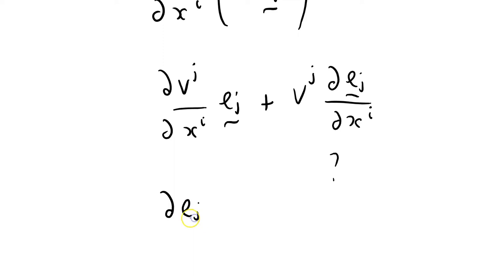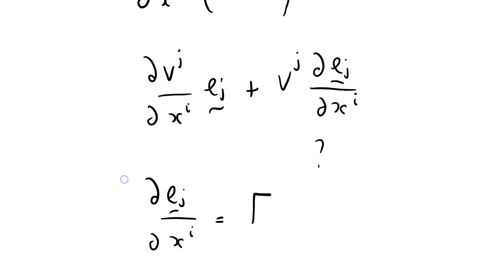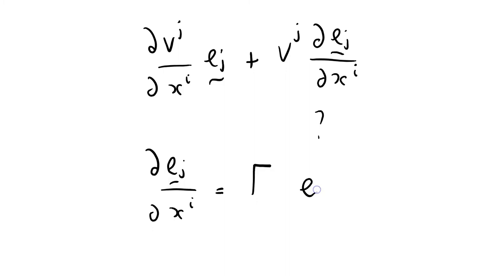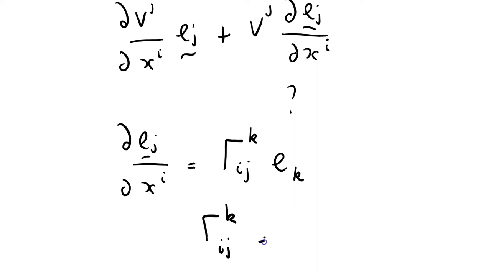I'm going to define ∂e_j/∂x^i to equal a new thing, which I'm going to call, I think that's a Greek letter, gamma. Alpha, beta, gamma. Is that gamma? I think it's a gamma. Now then, let's get this right. And that's e_k, summed over k, Γ^k_ij. And these things, which I'm going to talk about for the next two or three screencasts, are called the Christoffel symbols. And I'm going to define these and talk about them.